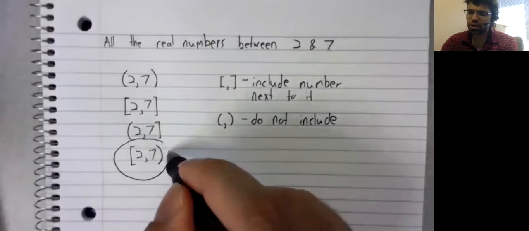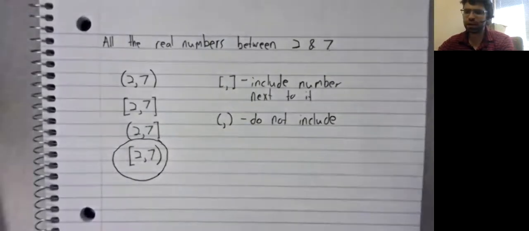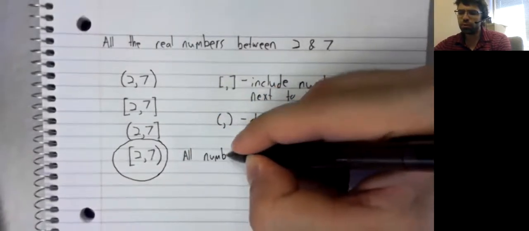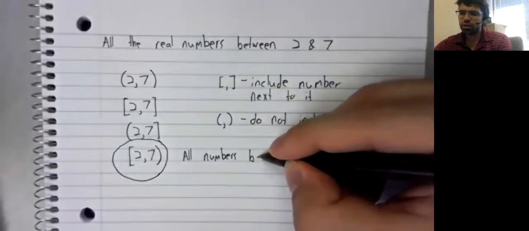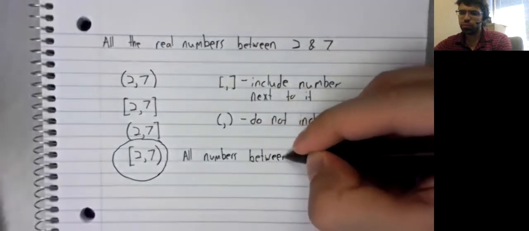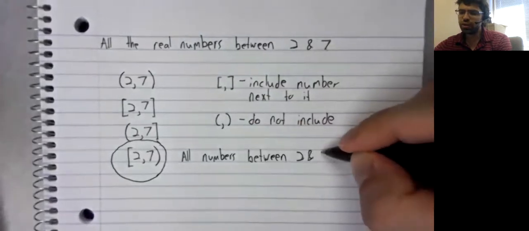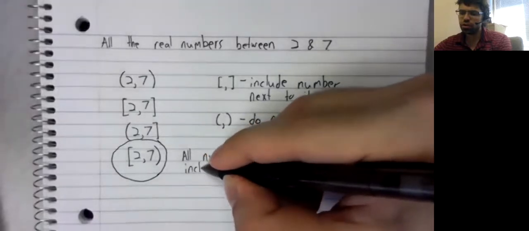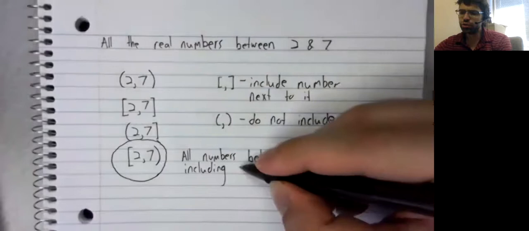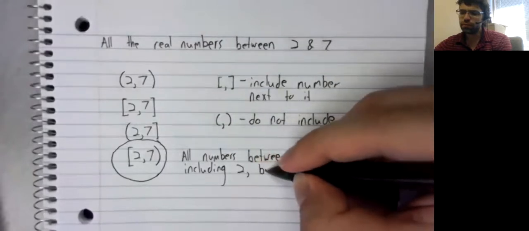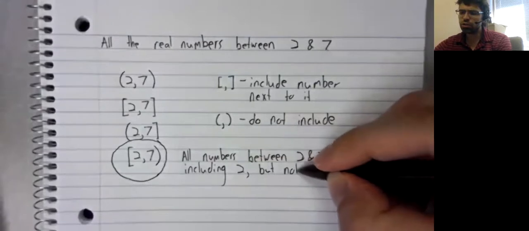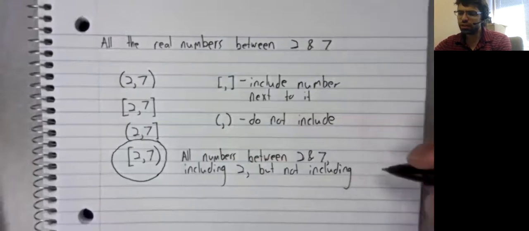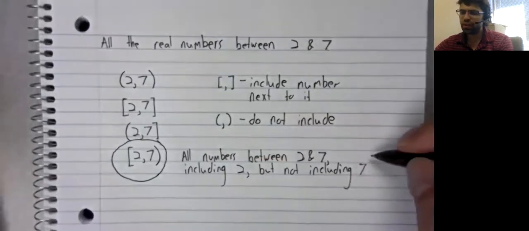So taking this as our example, it represents all the numbers between 2 and 7, including 2, but not including 7.